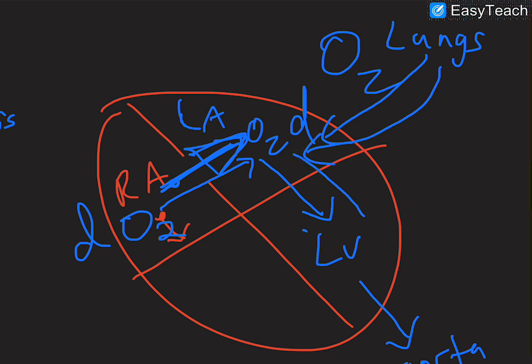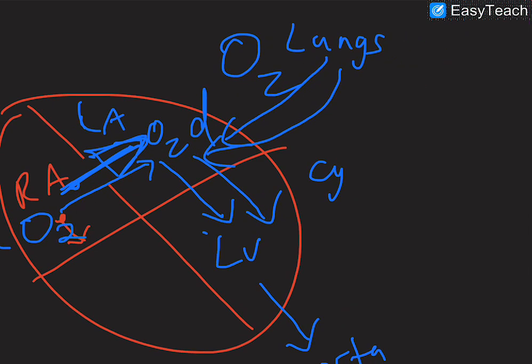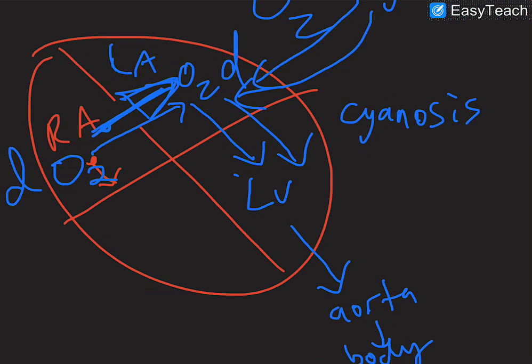So that's why you get cyanosis. That's why this is a cyanotic congenital heart defect. So you get cyanosis this way, but we still haven't got any blood to the lungs, right? There is no blood going to the lungs. So how is that supposed to work?